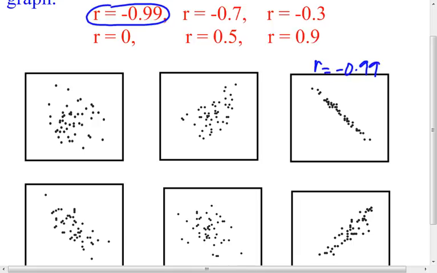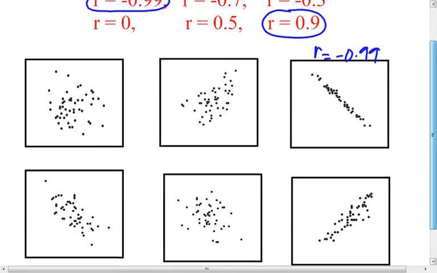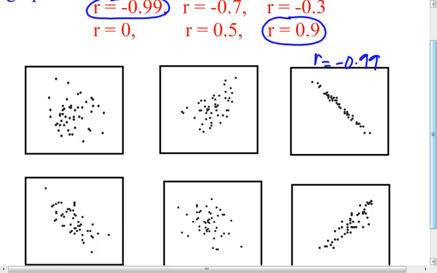Negative slope, dots are pretty close to a perfect line, so I use that one. This 0.9 is another pretty strong relationship. This time it's in the positive direction, so I'm going to look for dots that have a positive linear look to them and are very clustered together, since it's a pretty strong relationship because it's close to 1. And so this one over here would be that.